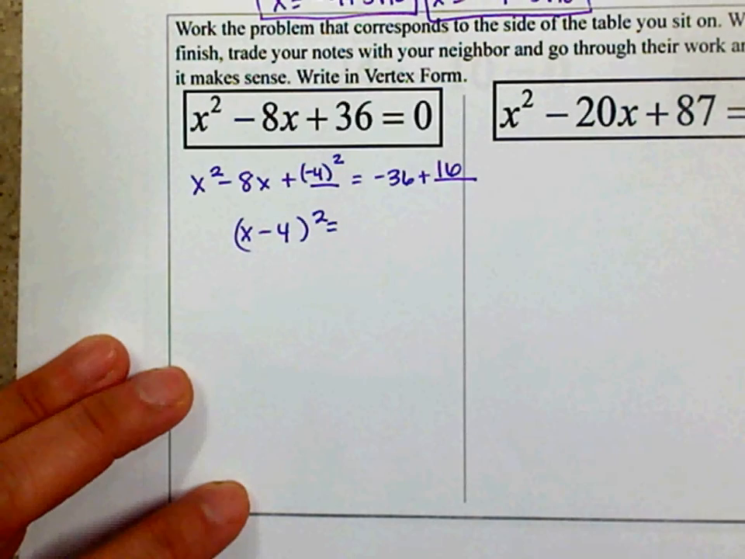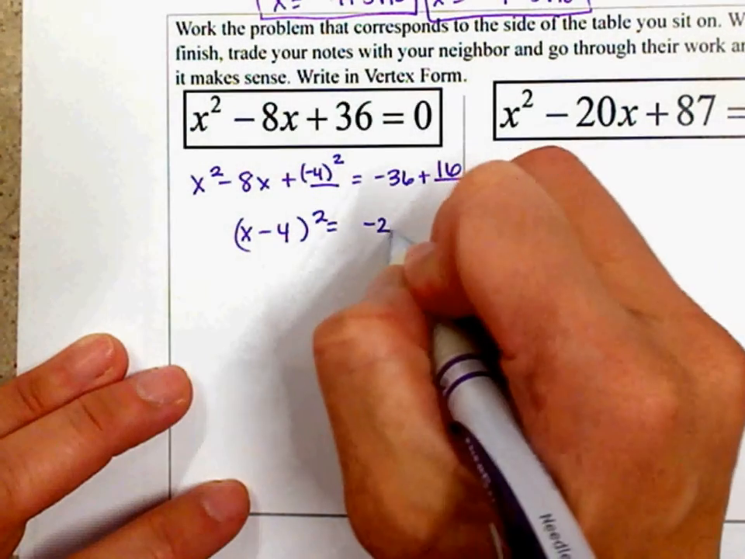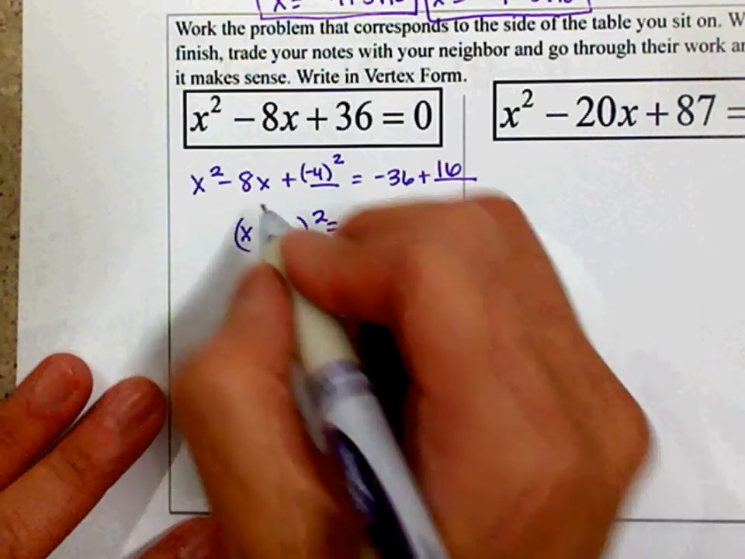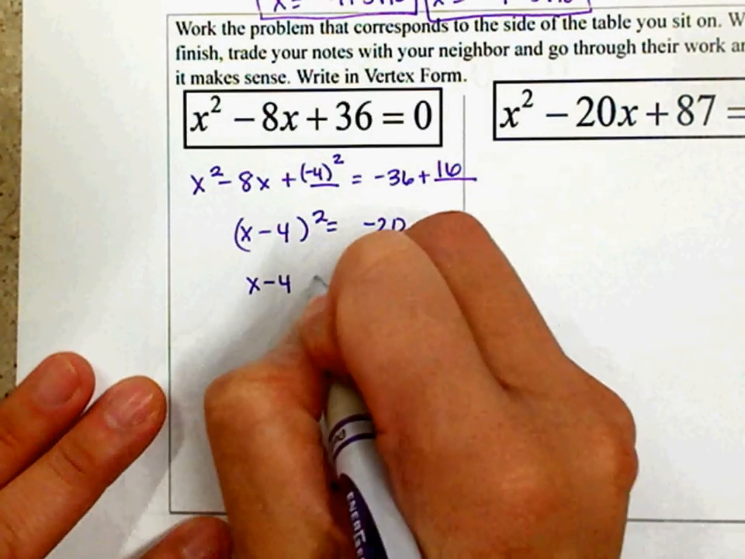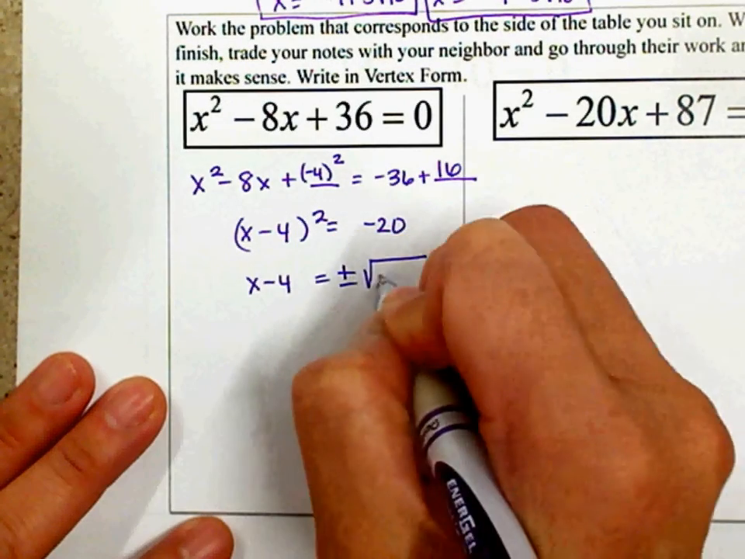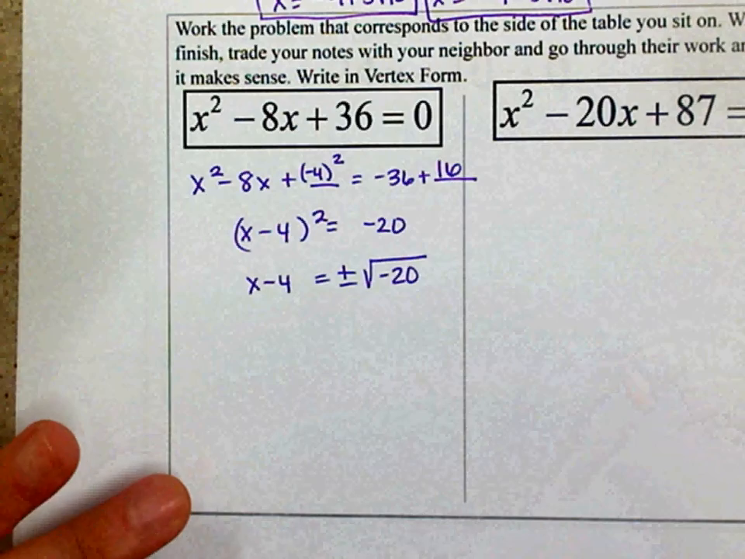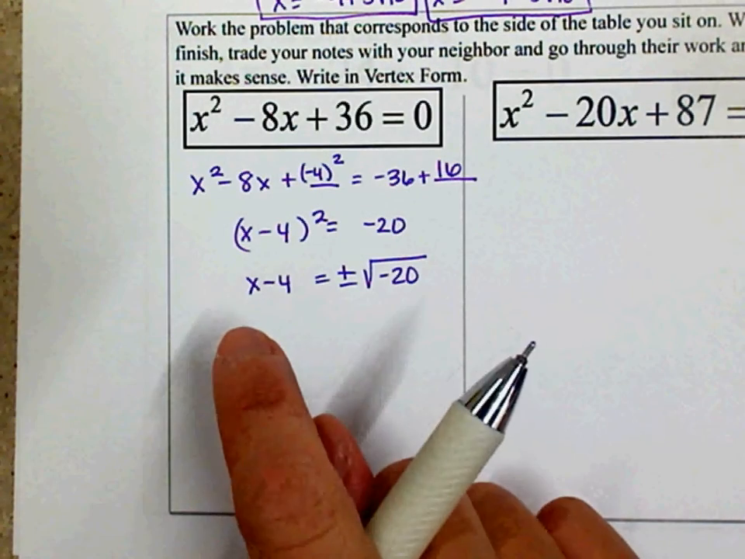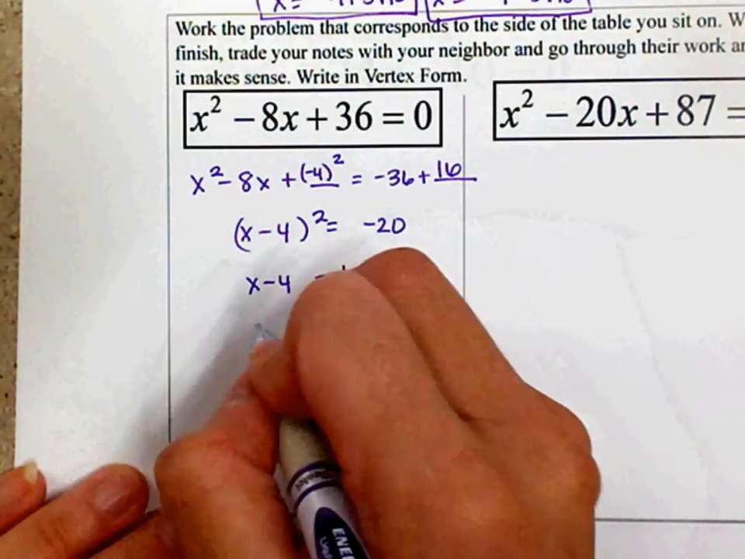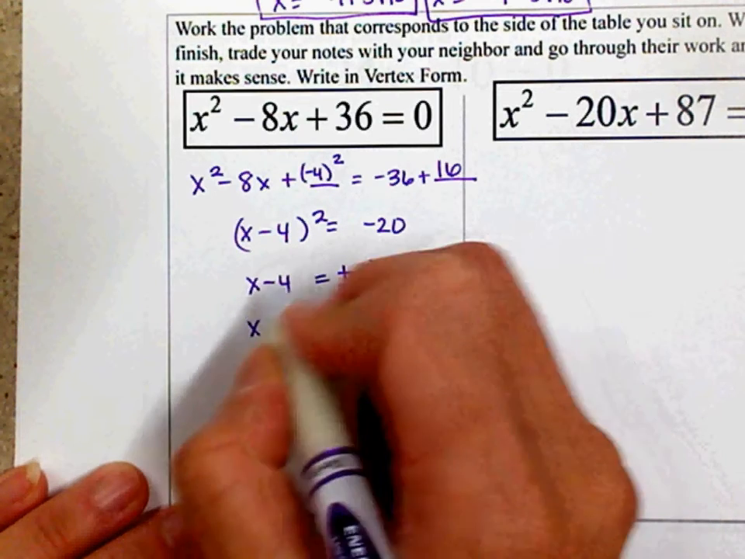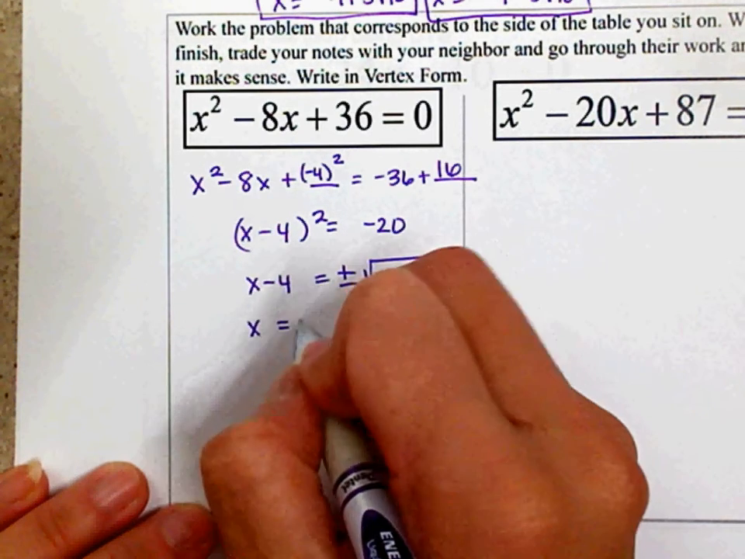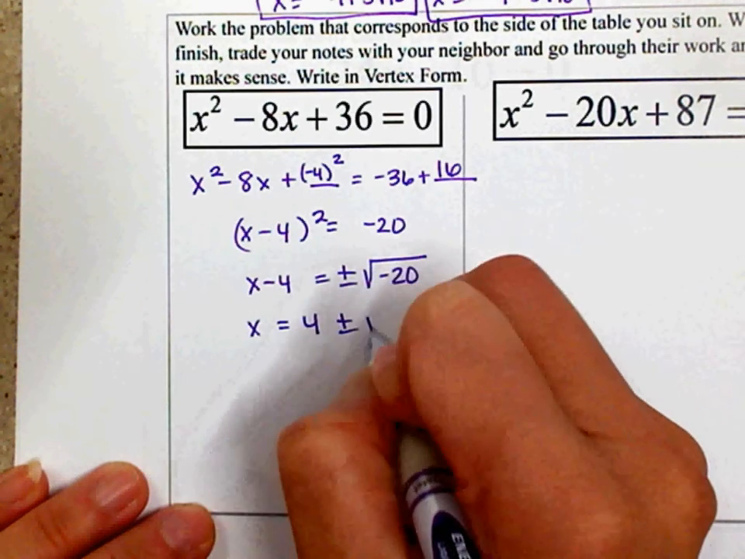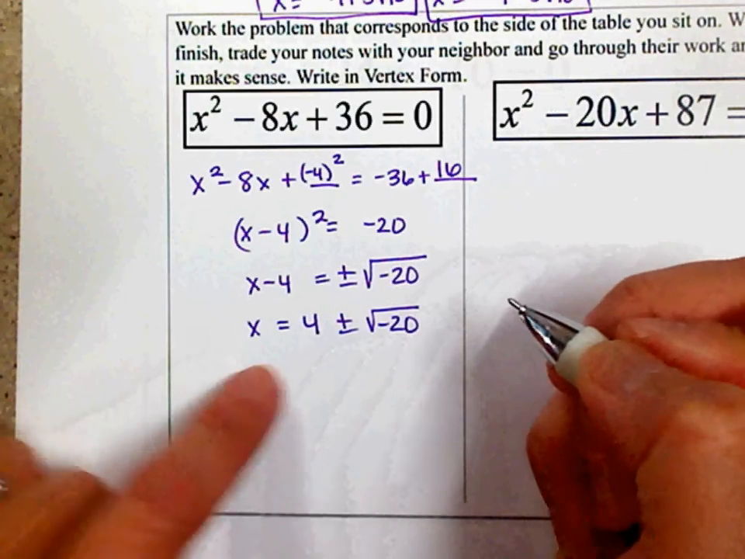See that right there? Take a square root. So plus or minus the square root of negative 20. Okay. Let's simplify this first if you want, or you can go ahead and add 4. Your choice. I'm going to simplify first. Actually, I'm going to move it over. So 4 becomes a positive 4 plus or minus the square root of negative 20. See how it's add 4? Cancel, add 4.